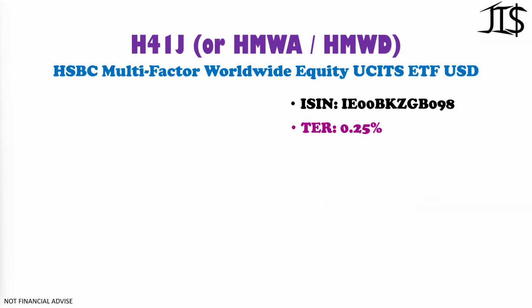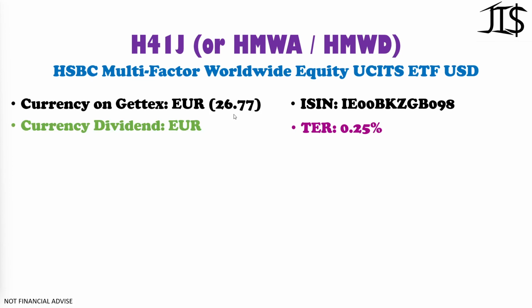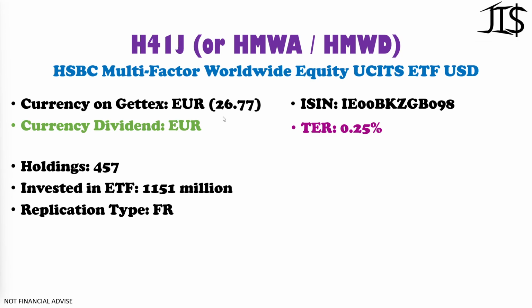And here you can see the ISIN code. As you know, it's always on the slide here. And the total expense ratio for this ETF is 0.25%. And currently on the GetX, it's 26.77 euros. On the GetX, it's also distributed in euros, the dividend. And there are currently 457 holdings in this ETF.